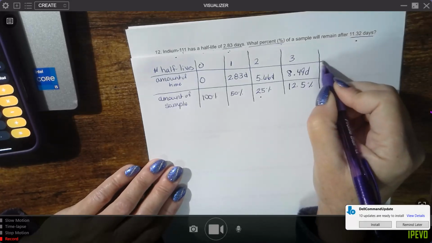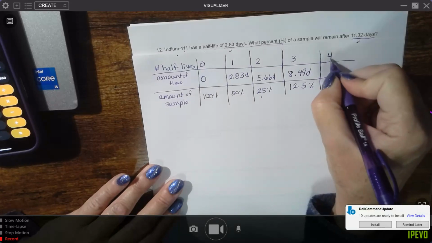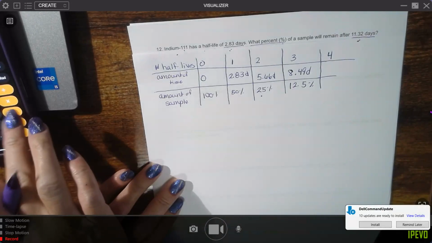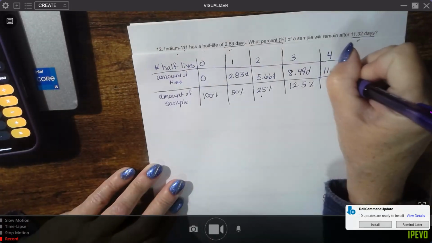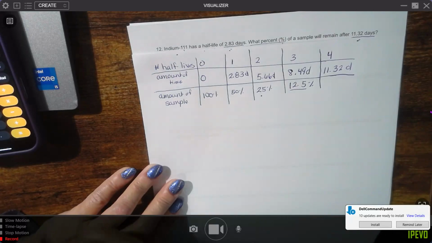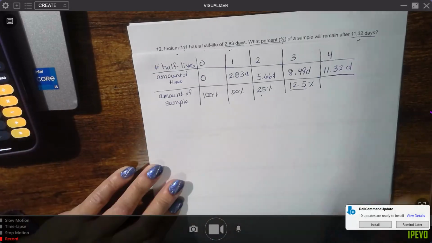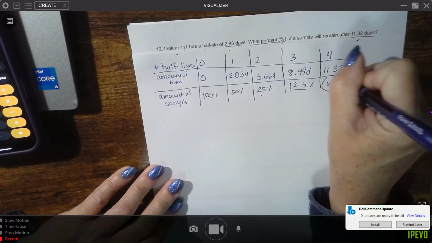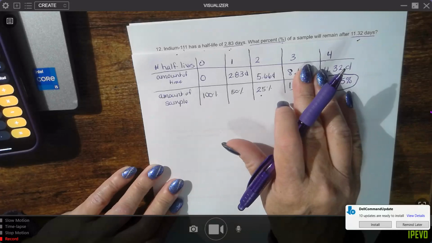So we're still not there. We're trying to get to 11.32 days. So after 4 half-lives, I'm going to take 8.49 and add 1 half-life, so plus 2.83. There we go. I get to 11.32 days. And 12.5 divided by 2, I would use my calculator because sometimes you make silly mistakes. So 6.25% of the sample remains. So that's the way that you're going to go about solving these problems.